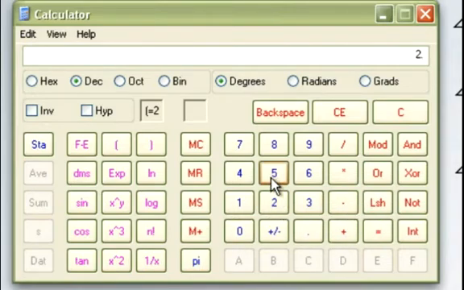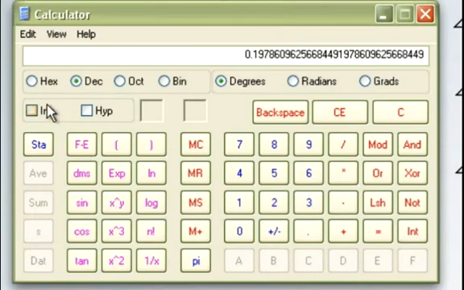minus 25 squared, and we're going to close that bracket, and we're going to divide by, and we need another bracket because we have to do all of the operations on the top and all of the operations on the bottom and then divide. So it's going to be divided by 2 times 17 times 22.